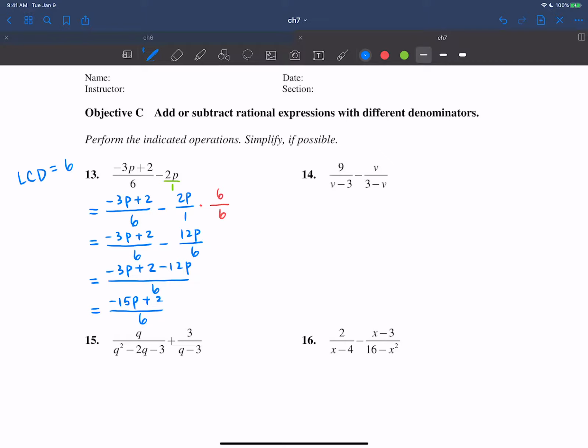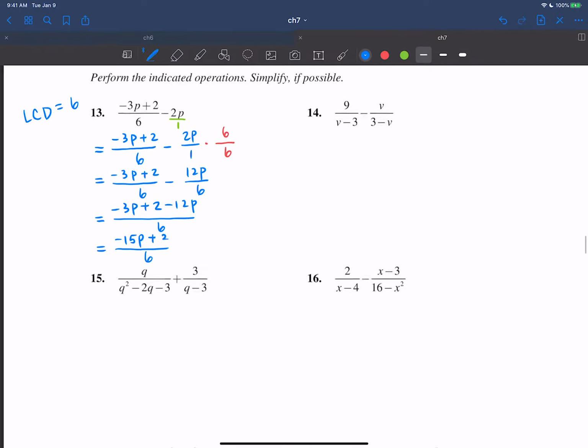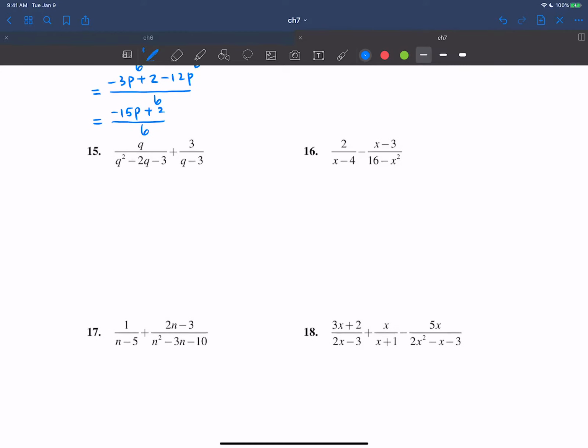We don't need to simplify unless you want to break down this rational expression into the sum of two separate rational expressions, but if you just put them as a single rational expression, we could just leave it like this. Number 15.